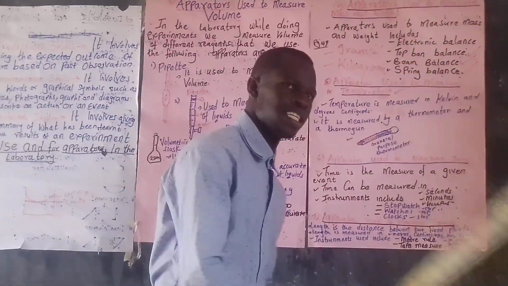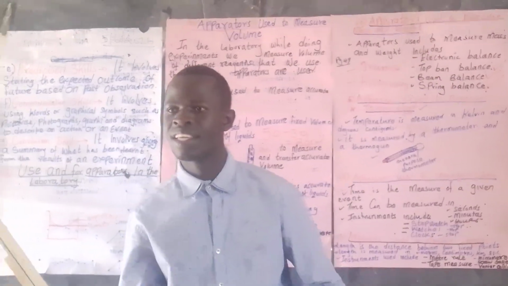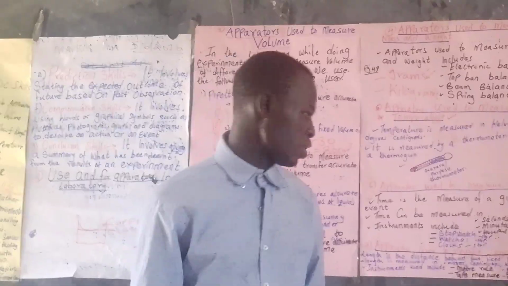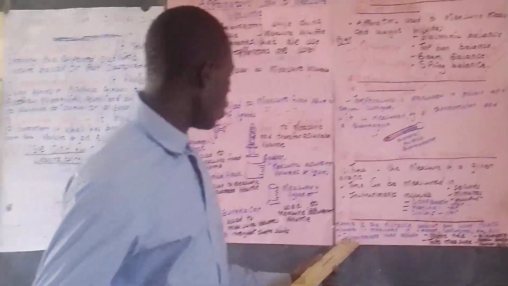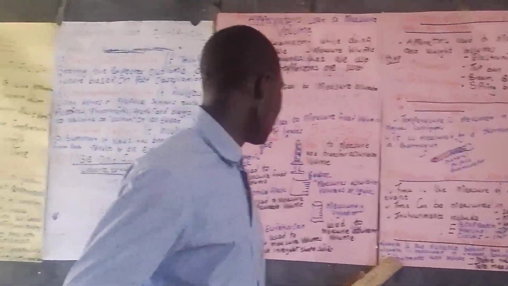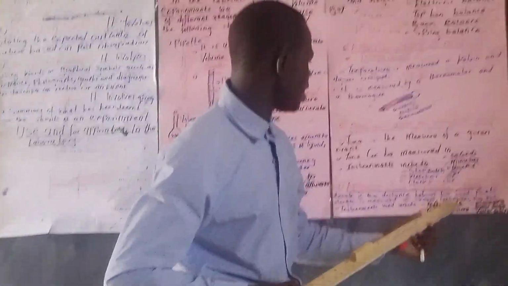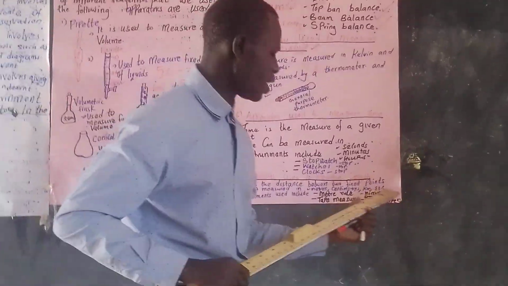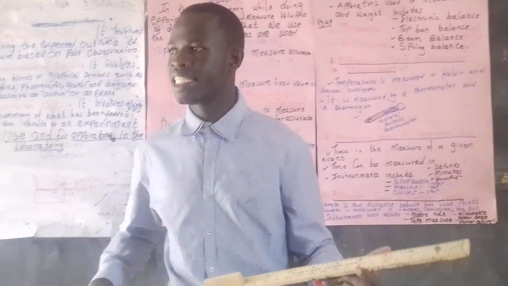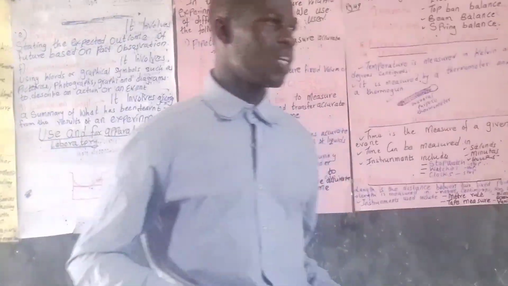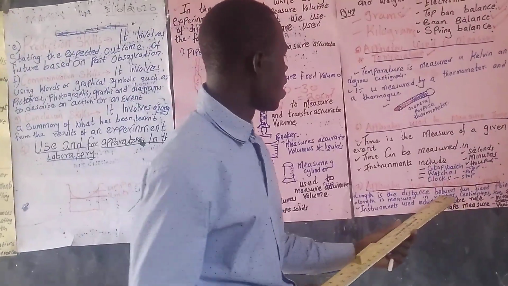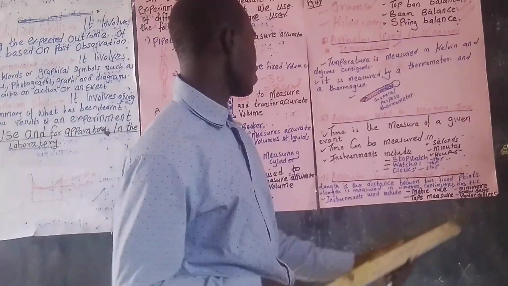Now, to measure distance from one point to another, there are some apparatus that we use according to the need or the demand required. Remember, length is measured in meters, centimeters, kilometers, hectometers, and so on. But the main units that we normally use are meters, centimeters, and kilometers.